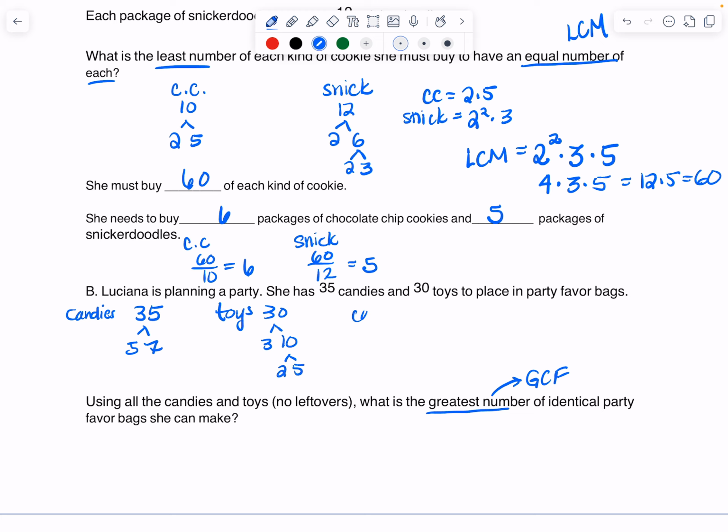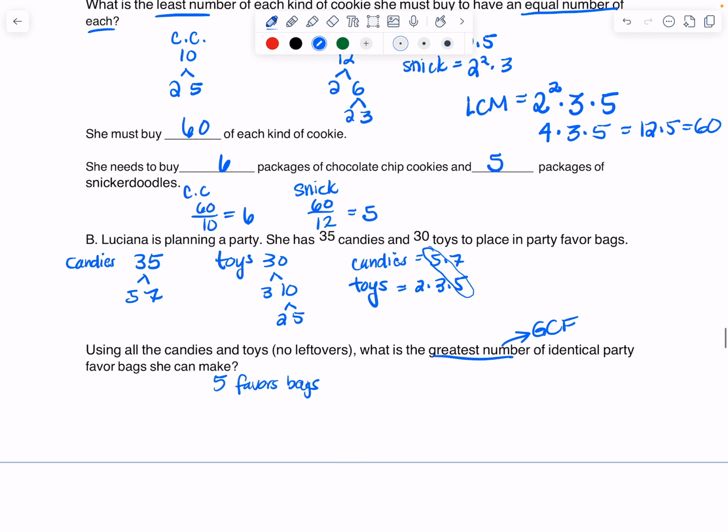So if I put these on top, candies is 5 times 7, and toys are equal to 2 times 3 times 5. And again, I accidentally said greatest common factor, guys. I meant to say least common multiple. Or no. I was right the first time. Sorry. Okay. So we're looking at something common to both. What's common to both is 5. So I know I'm going to have to make 5 favor bags. Okay.